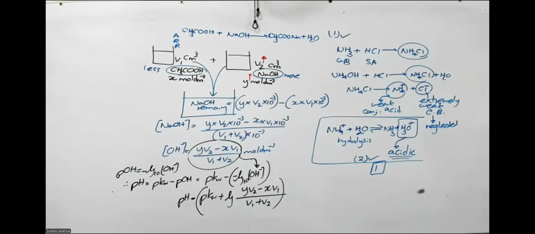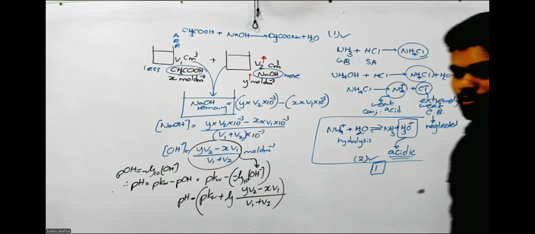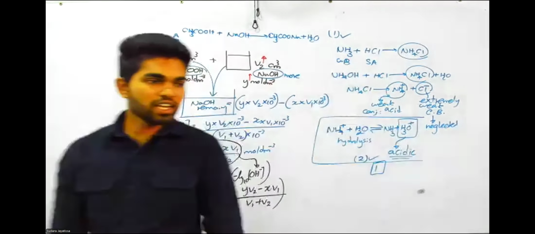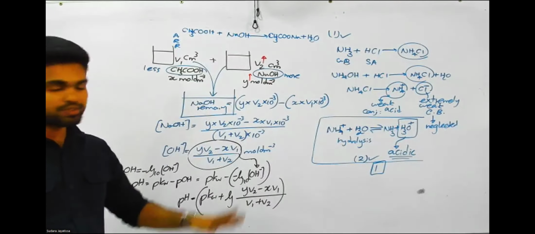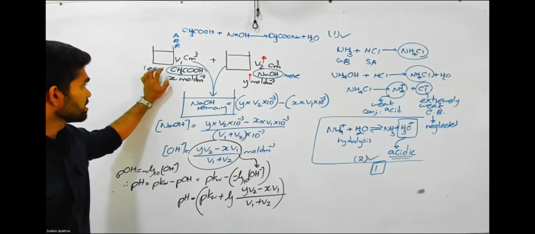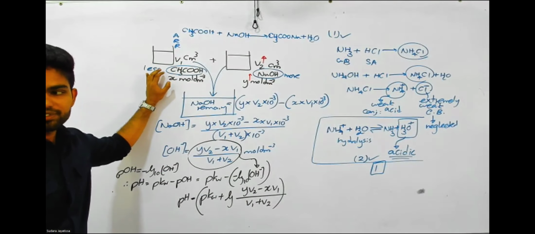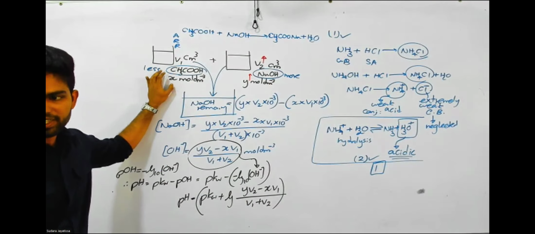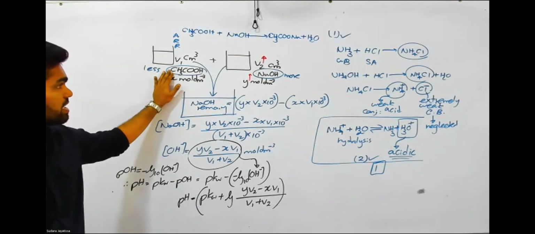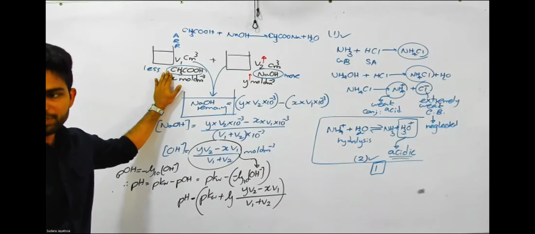The answer is answer 2. Right, there's no other answer. Anyway, you can understand it. And they can ask the same question as a buffer. What if they arrange this in the opposite order? What if they say V1 is larger and X is larger? Then it is a buffer, because this will remain and some amount of sodium acetate is formed.